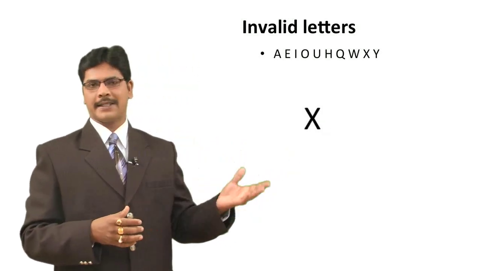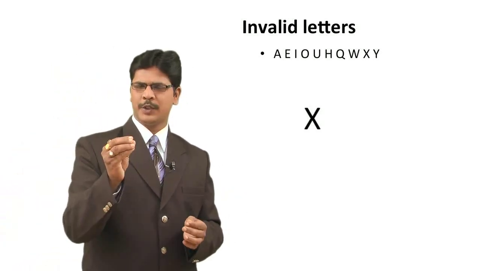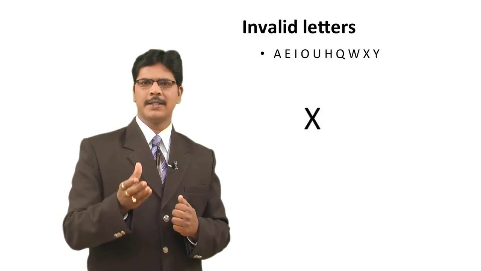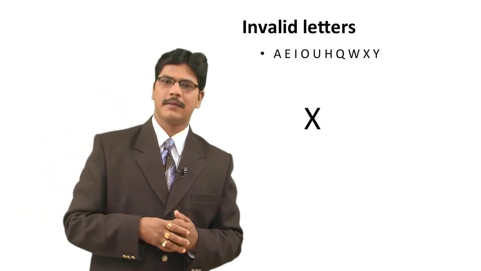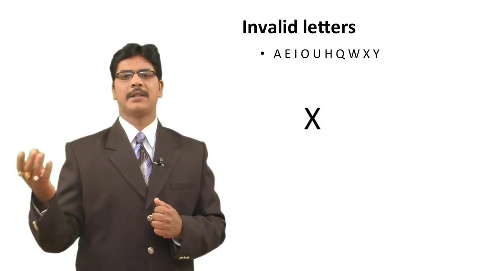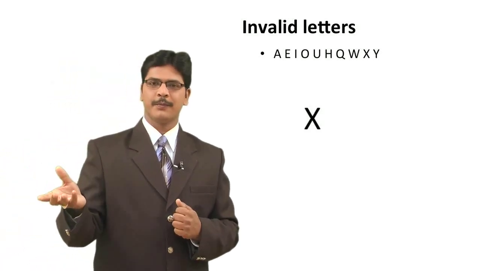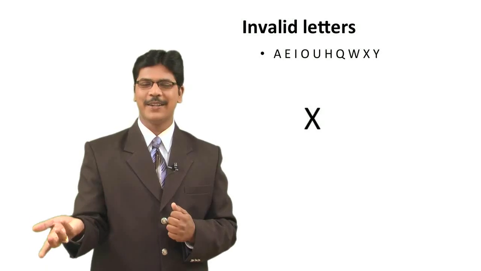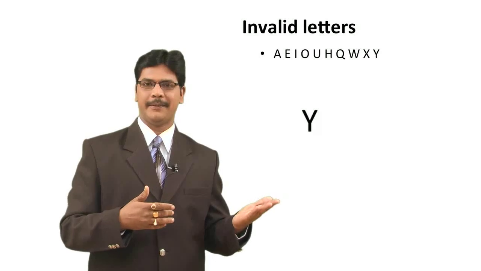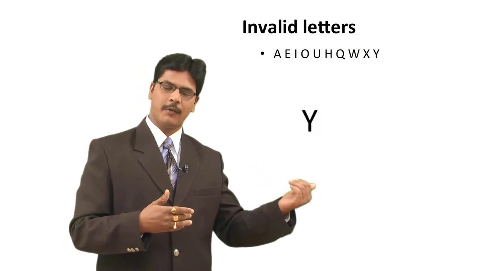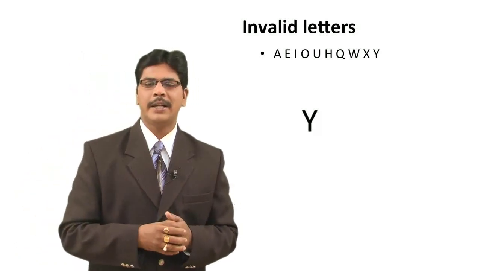Then X. What's wrong with X? There are very few words which you can form with X. The problem with X is that words starting with X sound like Z, and words ending in X sound like Ka and Sa. So there's confusion there, and they avoided X also. And Y is like a vowel only, I, so they omitted Y also. That's why A, E, I, O, U, H, Q, W, X, Y are invalid in our system.